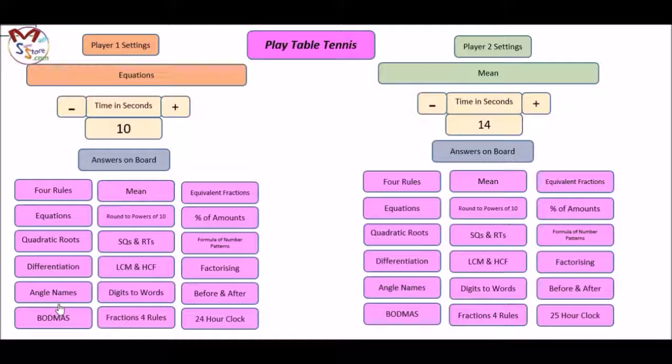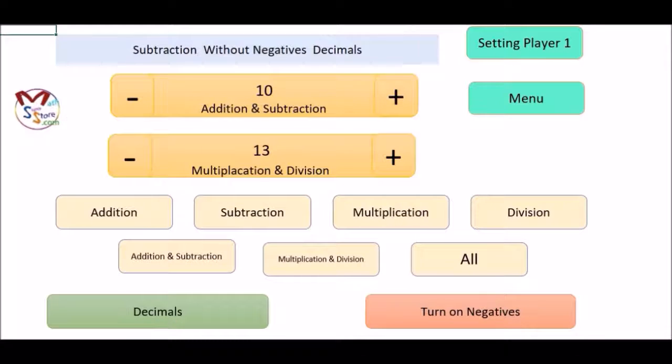We can set the time limit, we can set answers on the board, questions on the board, but four rules. Now, four rules of arithmetic is addition, subtraction, multiplication, division. It will give you options here. Setting for player one, we can choose addition, subtraction, multiplication, all the way from 10 up to 1,000. So subtraction without negatives and decimals is selected.